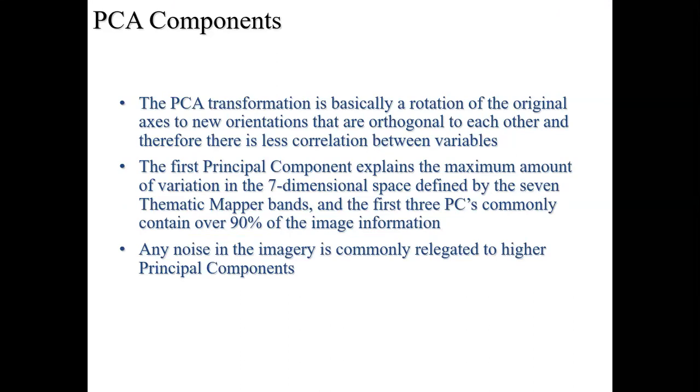So some reminders: PCA transformation is basically a rotation of the original axes to new orientations that are orthogonal to each other, and therefore there's little or no correlation between variables or bands, depending on how you want to think about it. That first principal component is going to explain the maximum amount of variance in, for instance, the 7-dimensional space defined by 7 thematic mapper bands. The first 3 principal components commonly contain over 90% of the image information. And a lot of what you have in the higher principal components is actually noise, either atmospheric noise or sensor noise, things that are just uncorrelated with the primary sources of variability in the image.